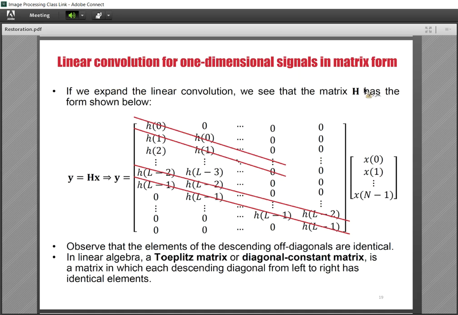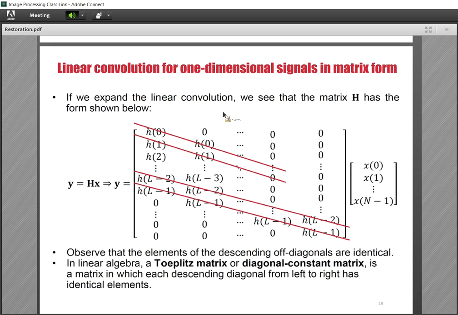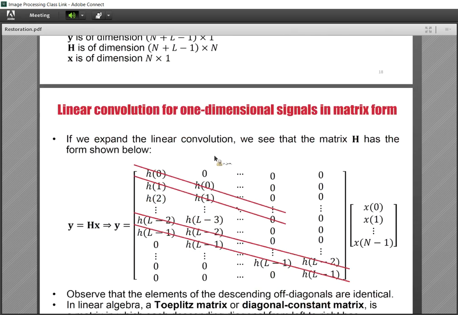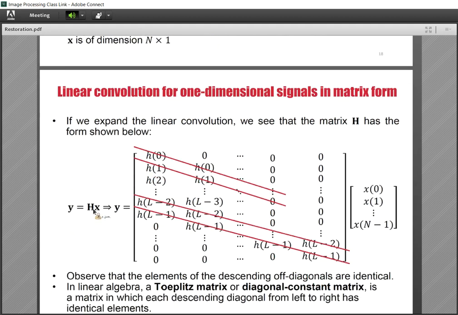Linear convolution for one-dimensional signals in matrix form. Okay. If you expand the linear convolution, this form, y is Hx. If we expand it, we see that the matrix X has this form. y is Hx, or y is this.